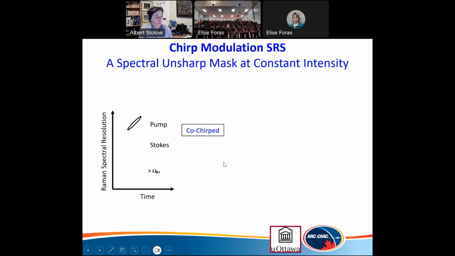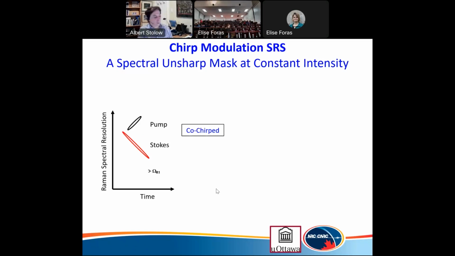Well, what if I did this? What if I just flipped the sign of the chirp? Instead of a positive chirp, I gave a negative chirp. So everything else in my laser pulse is the same. The pulse duration is the same. The intensity, everything's the same. All I did was change the sign of the chirp.